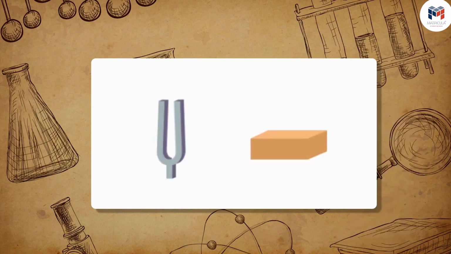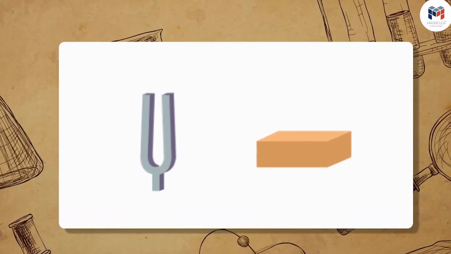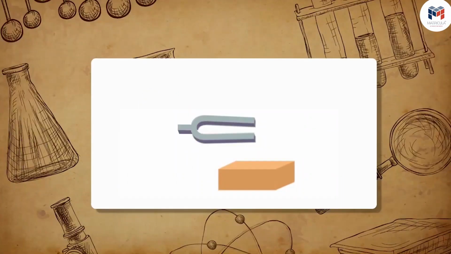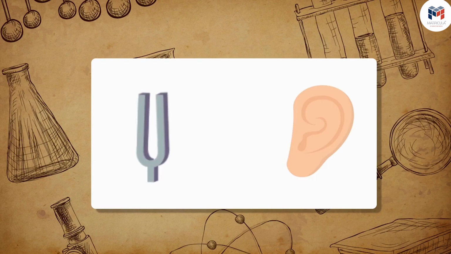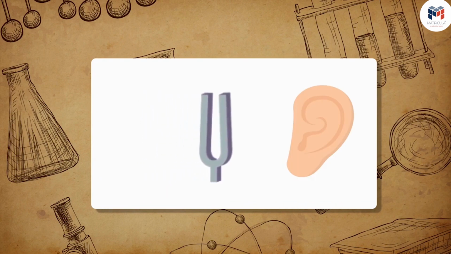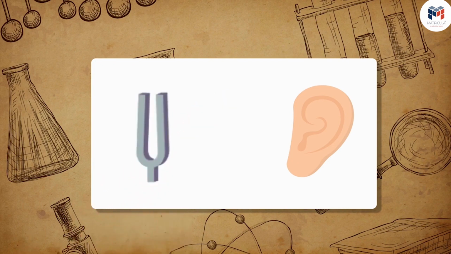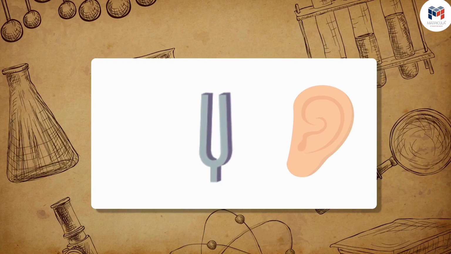Take a tuning fork and a rubber pad. Hit one of the prongs of the tuning fork on the rubber pad to set the fork on vibration. Now, bring the tuning fork close to your ear and then touch one of the prongs of the tuning fork with your fingers. What did you hear? And how did you feel about touching the prongs of the tuning fork?